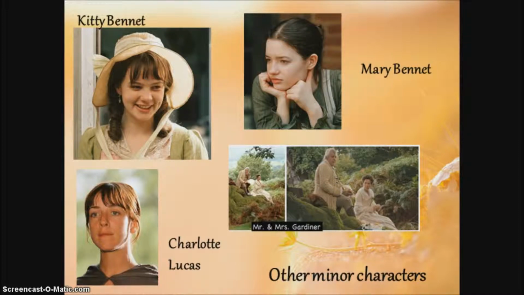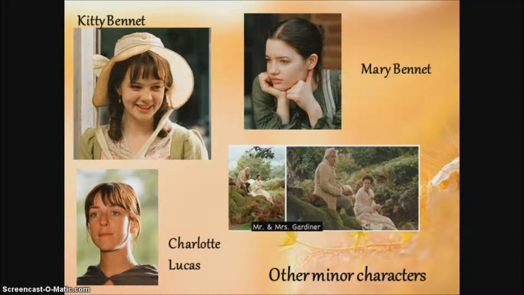Charlotte Lucas. Charlotte is Elizabeth's best friend, the Bennets' neighbor. She is a pragmatic girl. Differently from Elizabeth, Charlotte doesn't believe love is the most important thing in a marriage. For this reason, when Mr. Collins proposes, she accepts. Having a comfortable home is more important than being romantic.